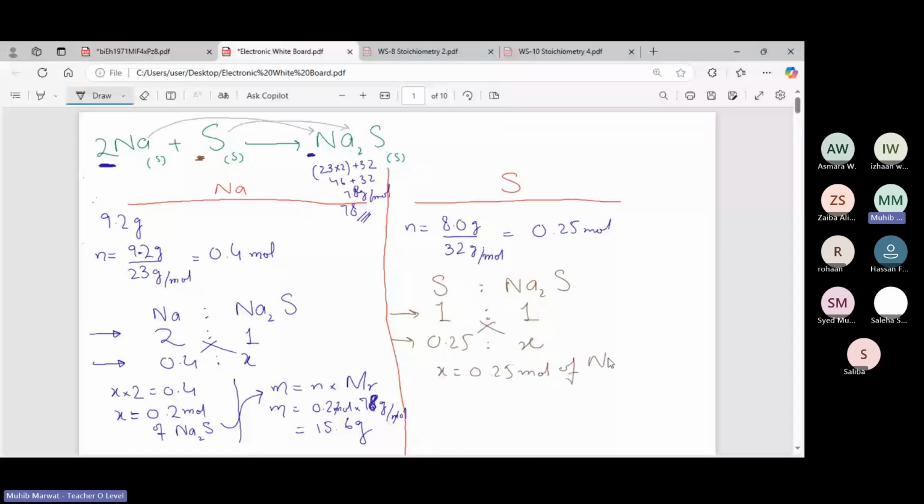So what we are going to do, we are going again to convert this number of moles into mass in gram as we did in the previous step. So number of moles multiplied by its molar mass, number of moles is 0.25, and its molar mass was 78.